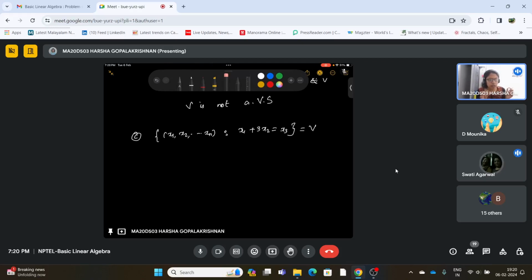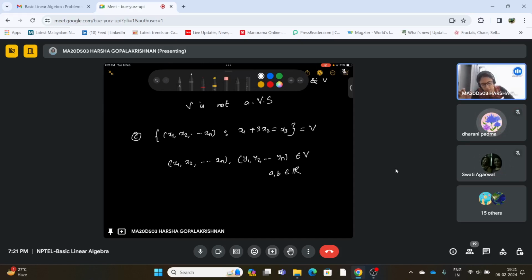So we will just assume x, y. If we want to prove it is not a vector space, one contradiction is enough. But if we want to prove it is, then we have to make it generic. So that is why I am taking elements as x1, x2, etc., xn, and y1, y2, etc., yn. Two general elements I am taking, and two scalars I am taking.